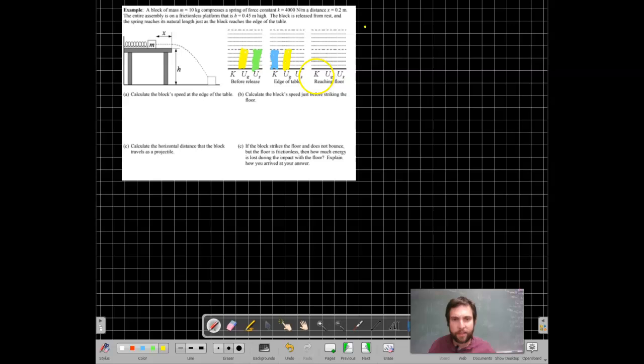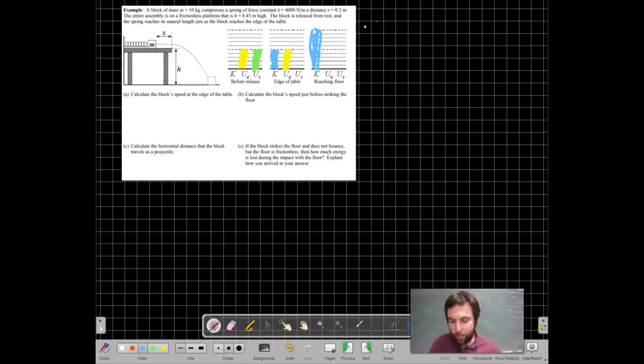Then we have when it reaches the floor, just before it hits the floor. Do we have any gravitational potential energy? Do we have any spring potential energy? So that means all of our energy lies in kinetic energy, all 10 units or whatever. It's just a bar chart to show where the energy is at different times.